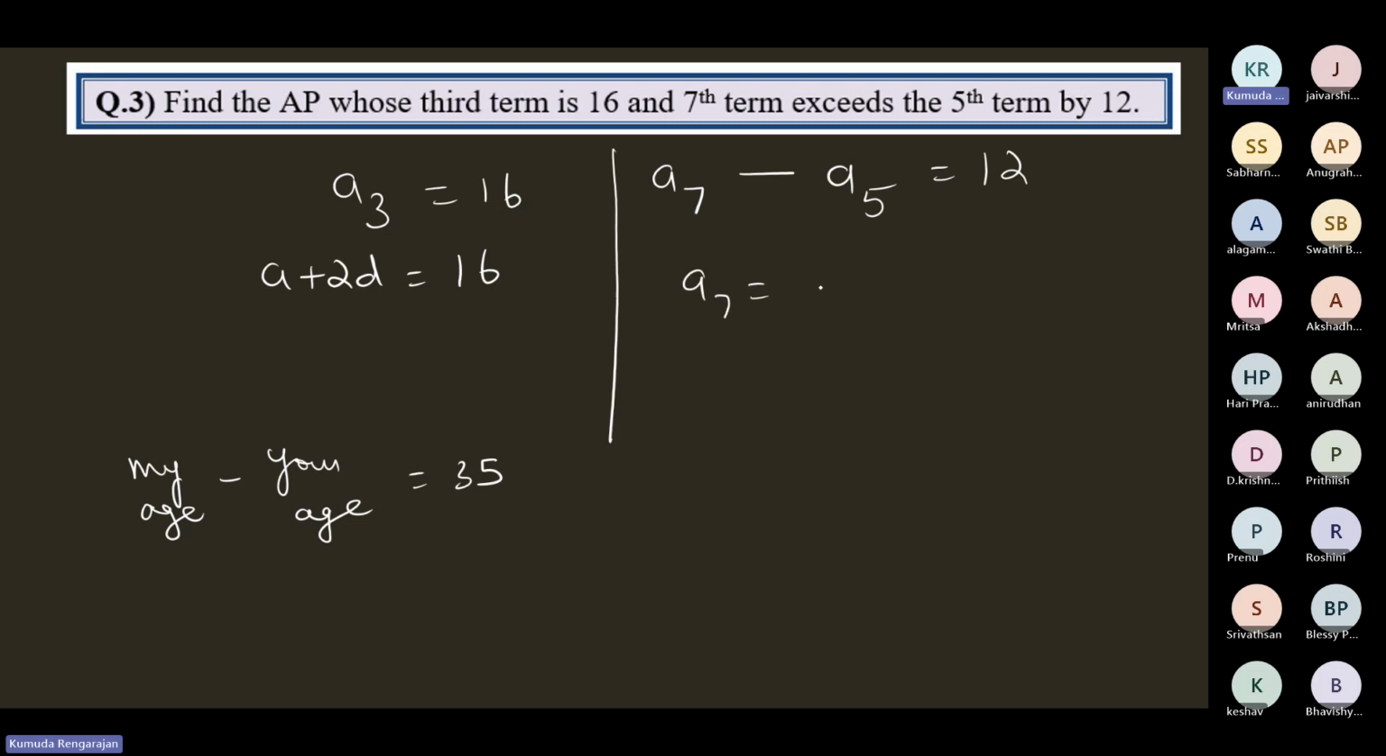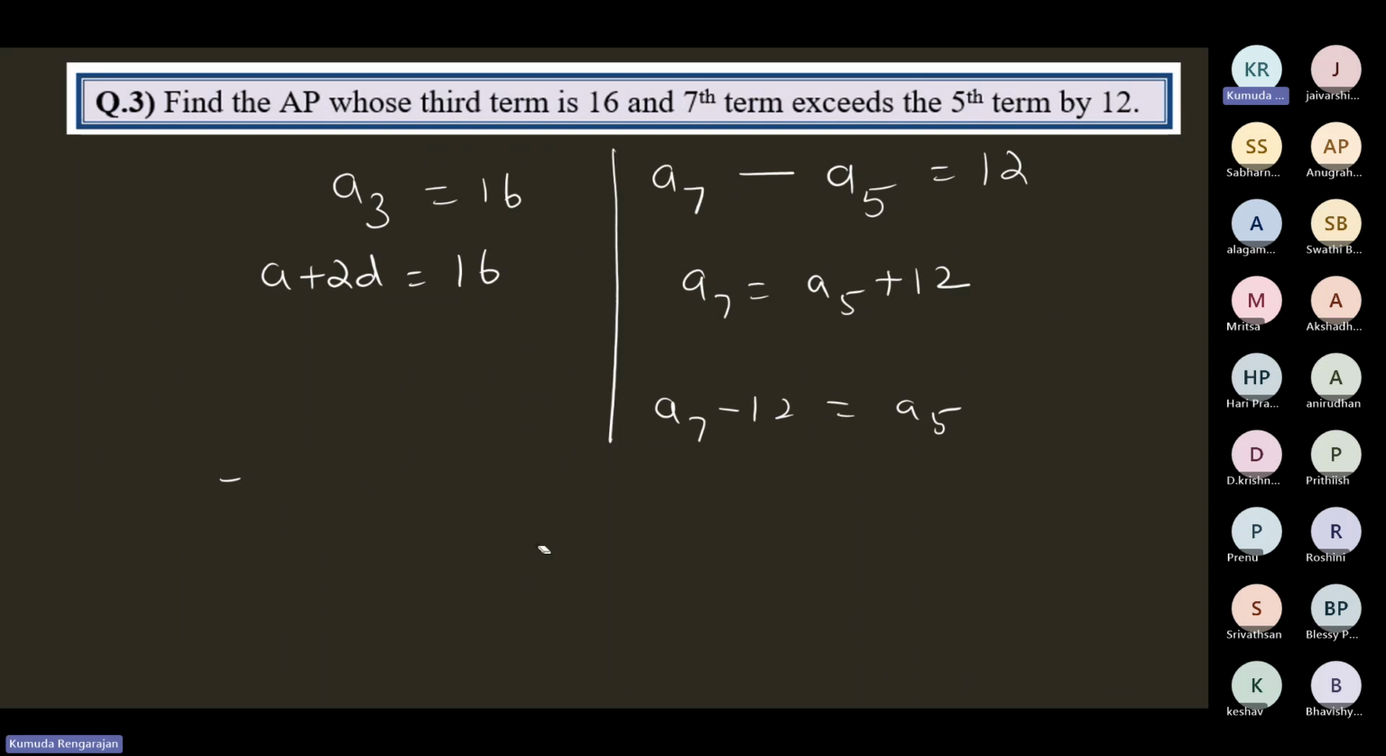You could have written this in a different way also. Maybe you've written A7 is equal to A5 plus 12. That's also fine. Or maybe A7 minus 12 is equal to A5. This is also fine. Seventh term exceeds the fifth term by 12. Exceeds means something is more than something, so by how much should be given. Whichever is more should be written first, minus the one which is lesser in value, is equal to the difference, 12.